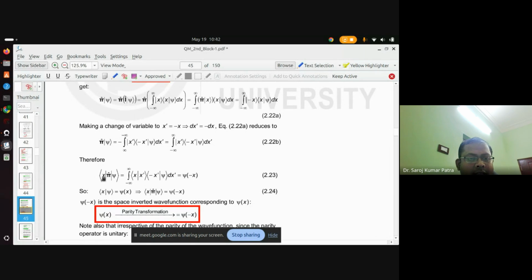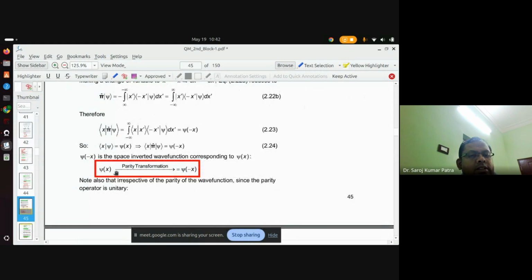So ⟨x|Πψ⟩. If we try to evaluate this, then the integral of ⟨x|x'⟩⟨−x'|ψ⟩ dx' is basically equal to ψ of minus x. So ⟨x|ψ⟩ will be equal to ψ(x) and ⟨x|Πψ⟩ will be equal to ψ(−x). What is the work of x? X will give the position. X operating on ψ will give the position. And after that, we operated parity, so the wave vector will become ψ of minus x. So under parity transformation, ψ(x) will transform to ψ(−x).